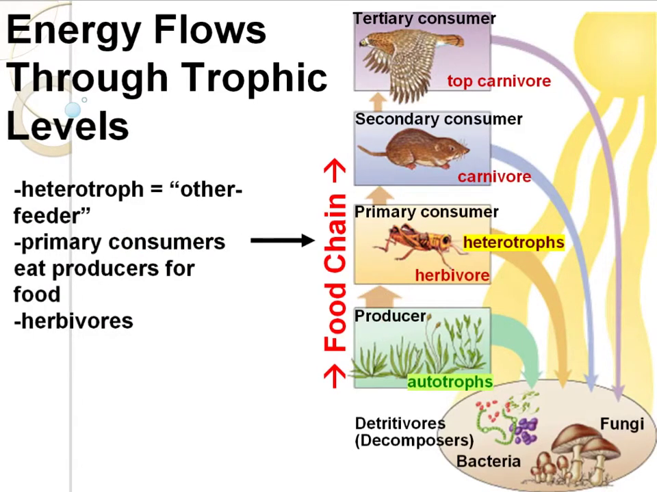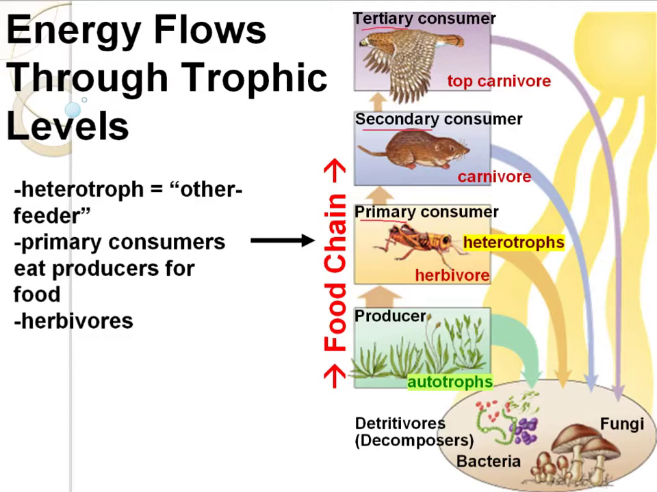So the autotrophs are at the bottom of the food chain, and then every other level is called a heterotroph, and that means other feeder. And so what that means is that that organism has to eat other organisms in order to get its energy. Besides the producers, everything else is going to be called a heterotroph, but also a consumer, but at different levels. We have primary consumers, secondary consumers, and tertiary consumers. But let's not get ahead of ourselves.